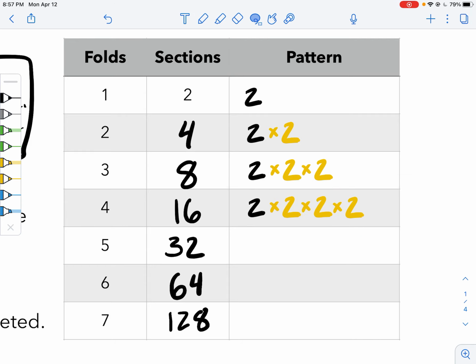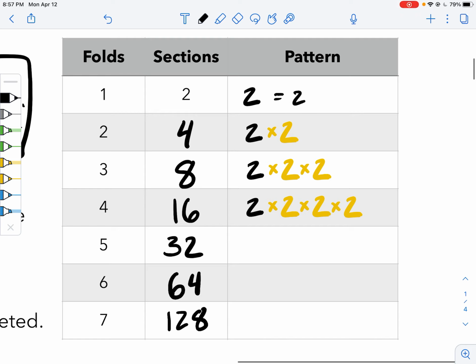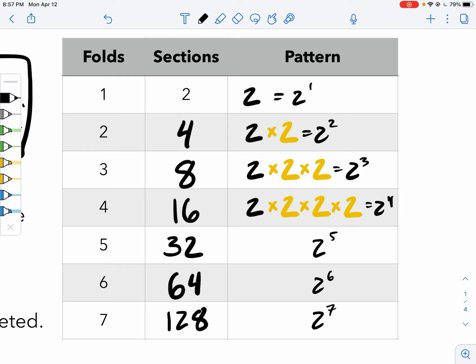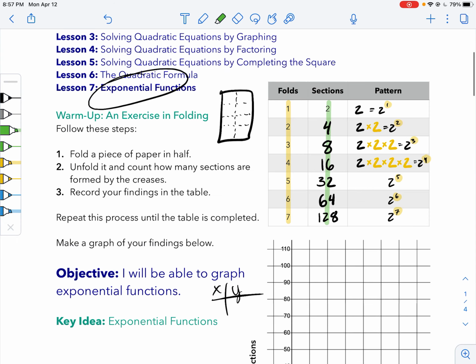Okay. So this is 2 to the first power, 2 to the second power, 2 to the third power, 2 to the fourth power. You'll keep going to the fifth power, 2 to the sixth power, and 2 to the seventh power. Oh, and check it out. Each time our exponent goes up, that matches exactly what our x is. This is an exponential function. So our results are powers of 2.